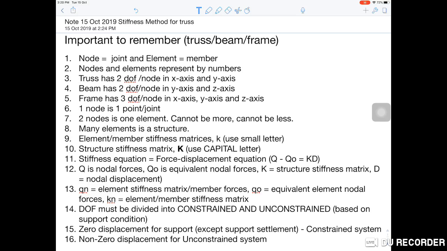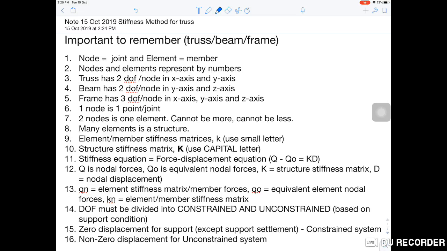Okay, Assalamualaikum. I would like to discuss one example, truss analysis. I want to show you how we establish the structure stiffness matrix for a truss. Before that, I want to highlight some important things.